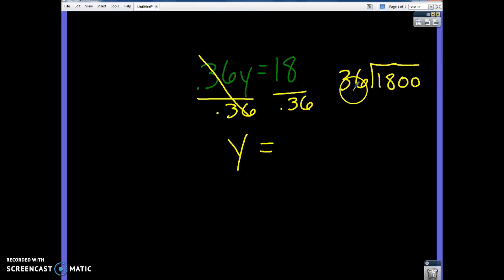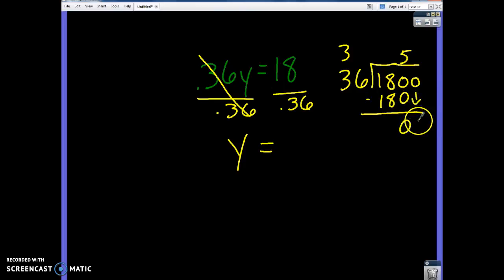So now 36 into 180. Let's try, that was 6 times. Let's go 5 times. 5 times 6 is 30. 0, carry the 3. 5 times 3 is 15. 16, 17, 18. It goes into it evenly. That's nice. When I subtract it out, I get 0.